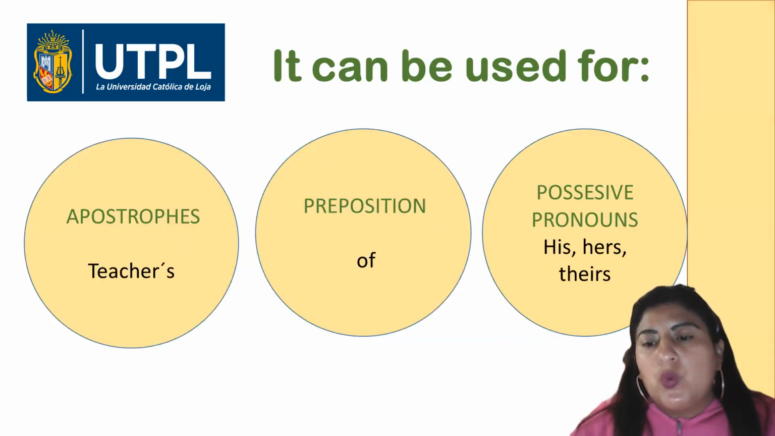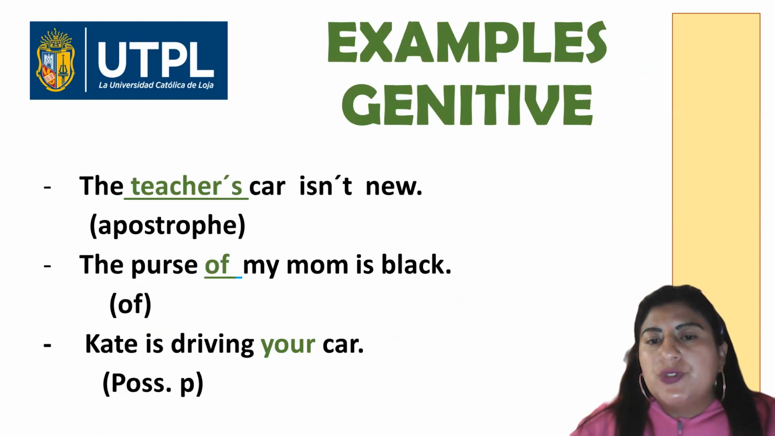Don't forget that we have 2-3 ways to form the genitive case. For example, when we use apostrophes, the preposition of, or possessive pronouns like his, her, theirs, etc. I wrote some examples about the genitive case.